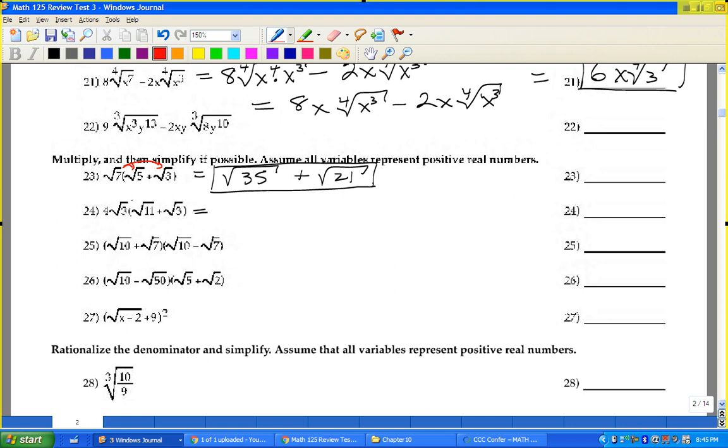Again, let's multiply the 4 rad 3 inside the parentheses. And so 4 rad 3 times rad 11, well, I have like radicals, so I can just multiply each of the radicands. That's 4 rad, 3 times 11 is 33, plus 4 times, well, rad 3 times rad 3 is 3. And so you get 4 rad 33 plus 12 as your final answer.